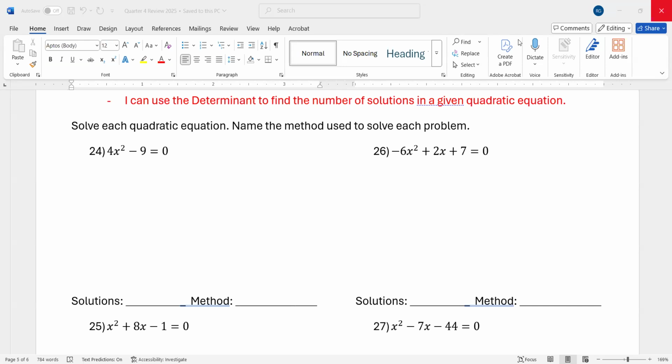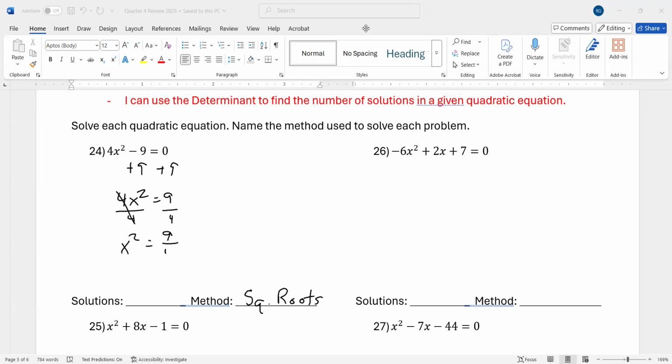So, what I see on number 24 is that there's no b value. So I'm going to use square roots. That's what I'm going to use, and I'm going to do that real quick. So I'm going to add 9 to both sides and then divide by 4. I want to get x squared by itself first before I do anything.